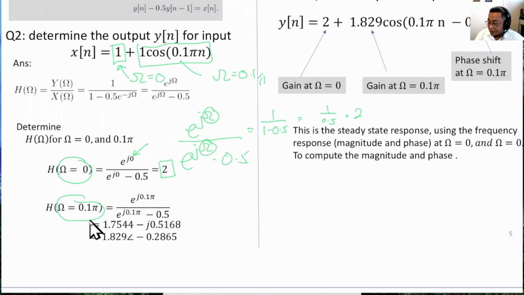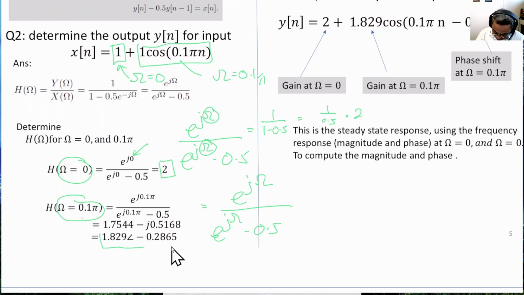And then of course you can substitute 0.1 pi into the same e^{j omega} and e^{j omega} minus 0.5. So you substitute the 0.1 pi here and 0.1 pi here, and then you have this. So please use a calculator that can do complex number division so that you get this.